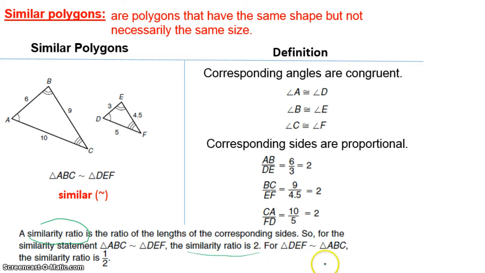Now, if we reversed that order and we started off with our smaller triangle of DEF similar to ABC, what in actuality would do to that similarity ratio is it would actually flip it. We would have 3 over 6, 4.5 over 9, and 5 over 10. So our 2 would actually change itself, and the similarity ratio would be a half. So when you are working with similarity, make note of the order of your similar polygons, because that will make a difference in your similarity ratio.